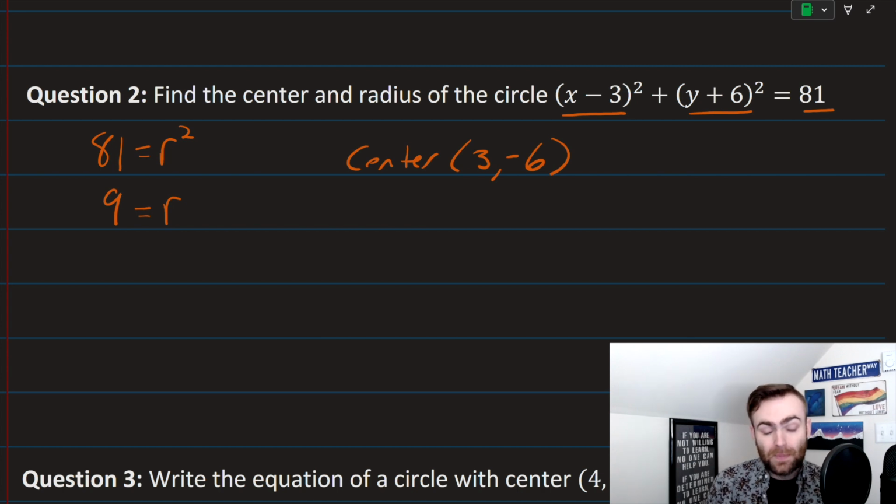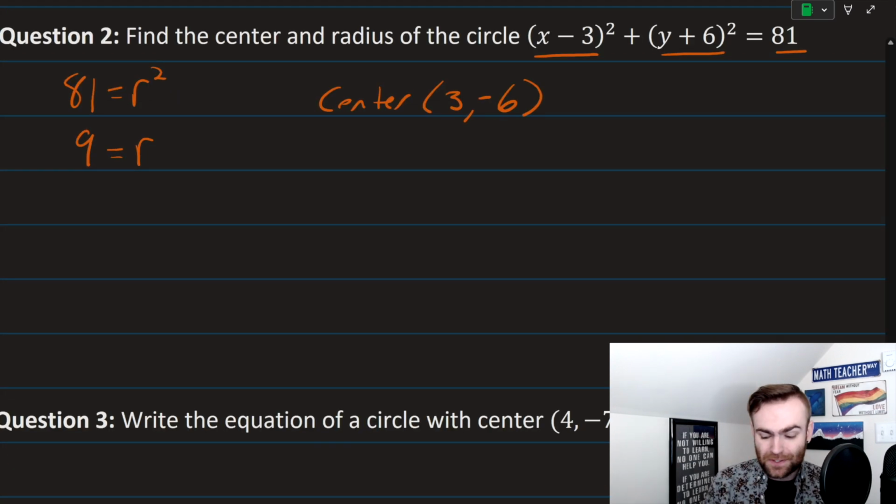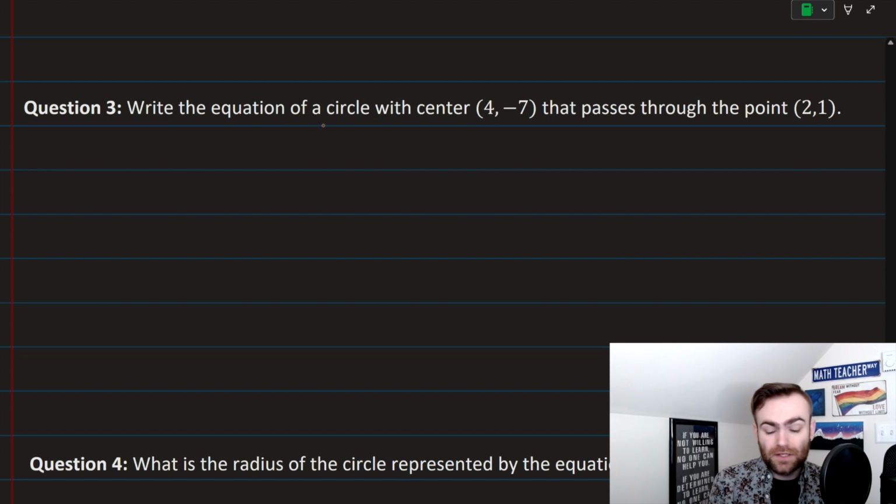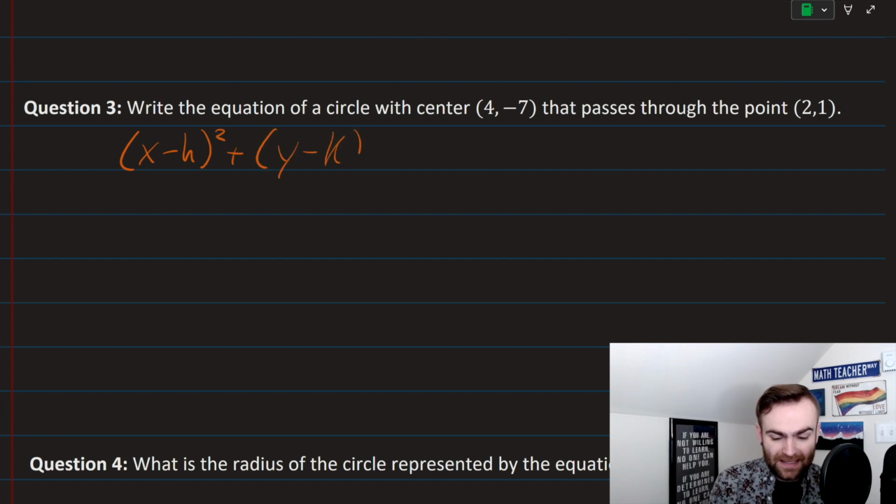Not too bad. Now let's actually write an equation. Let's write the equation of a circle with a center 4 comma negative 7 that passes through the point 2 comma 1. The normal circle formula is x minus h squared plus y minus k squared equals r squared.